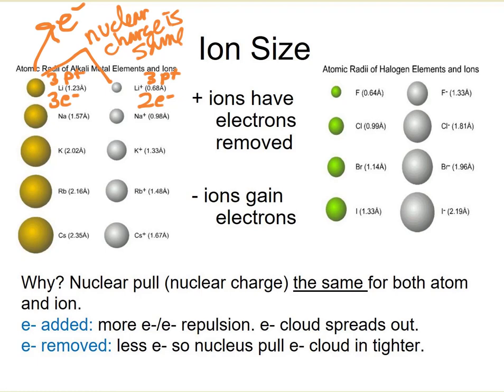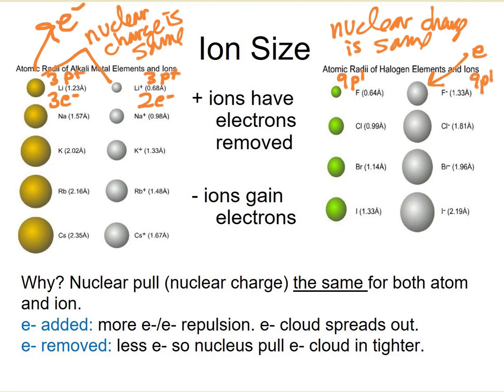So when you look at why the size gets smaller, it's because there's fewer electrons to pull in. And the nuclear charge being the same, it will pull 2 electrons in tighter than it would 3 electrons. When we look at anions, it is the opposite. When we add an electron, again, the nuclear charge stays the same. So for fluorine, I have 9 protons, and the ion, I also have 9 protons. This one has 9 electrons, but this one has 10 electrons.